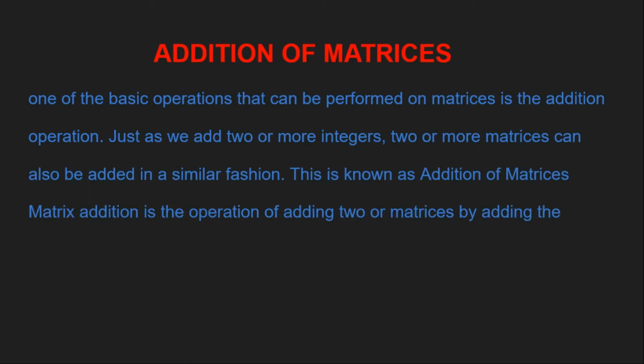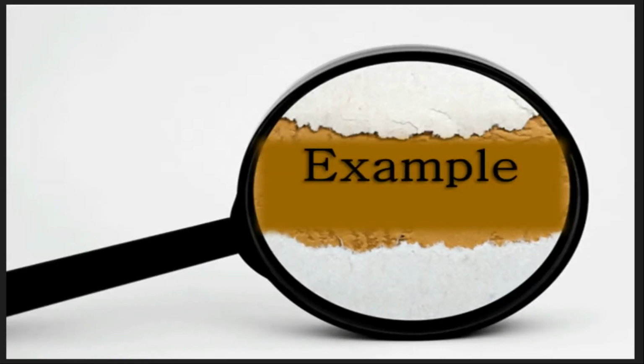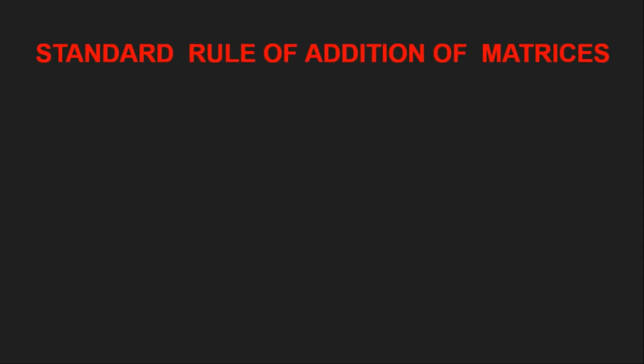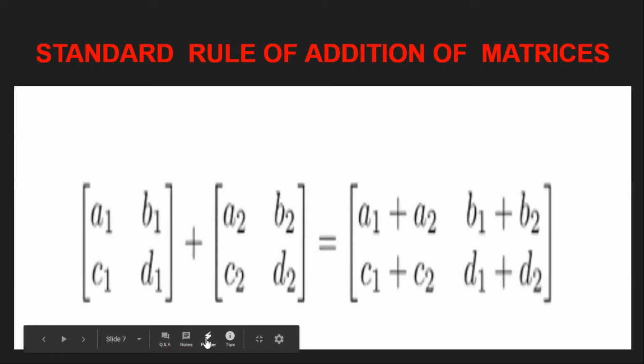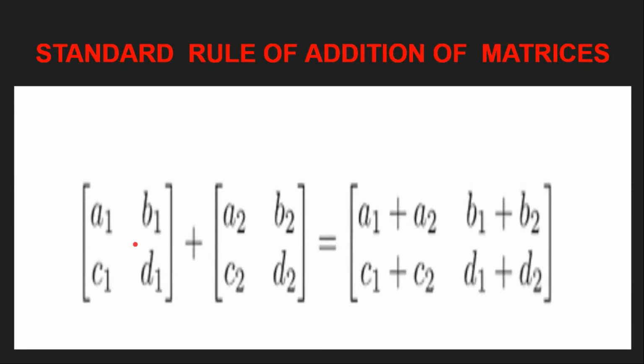Matrix addition is the operation of adding two or more matrices. You can add two or more matrices by adding the corresponding entry of each matrix together, or you can say the corresponding elements of each matrix together. So basically let's see an example. First of all, the standard example. Guys, the standard rule of addition of matrices is here. As you are seeing here, suppose you have two matrices, this one and this one, and you have to add these matrices.